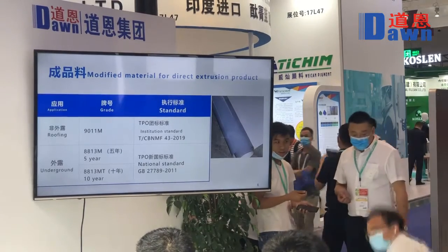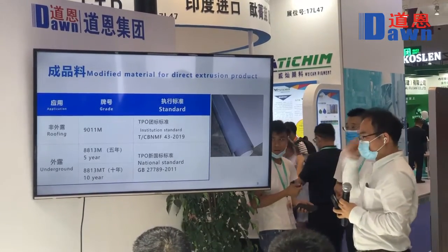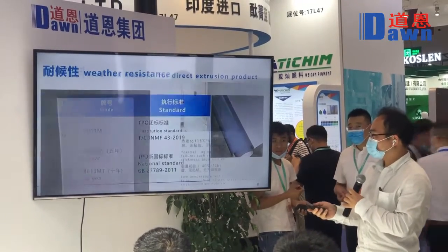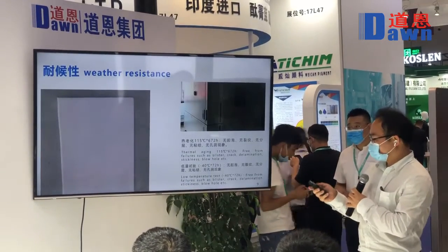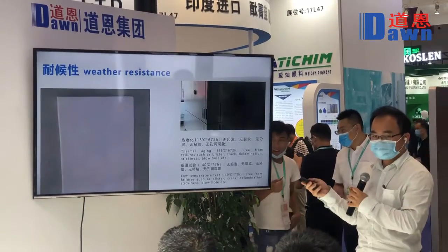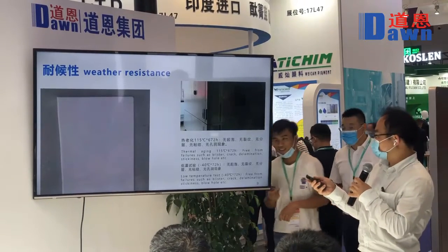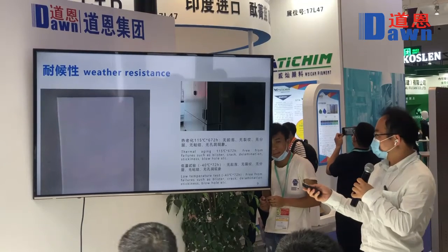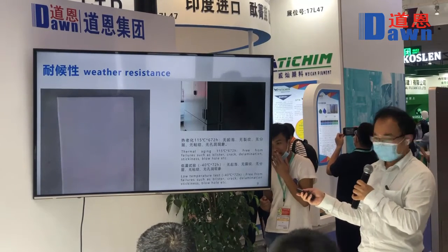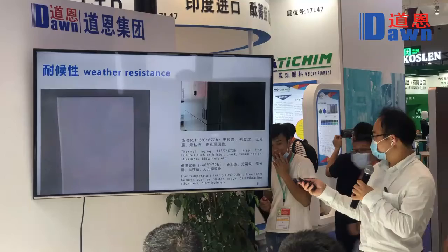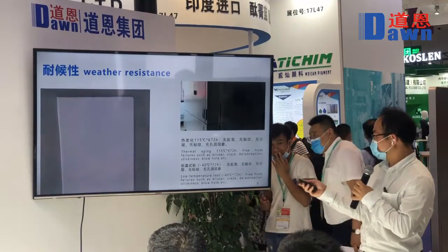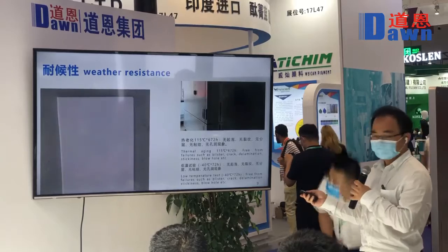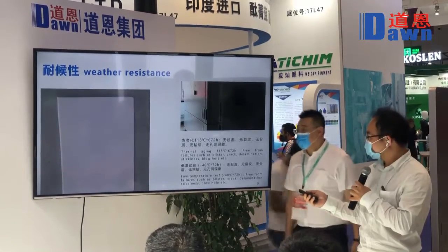This material is featured by weather resistance. It's very excellent in weather resistance. It also has aging resistance. It can meet the national standard. It can be used for 670 hours. Another is light resistance. It can be used for a long time and valid for a long time.